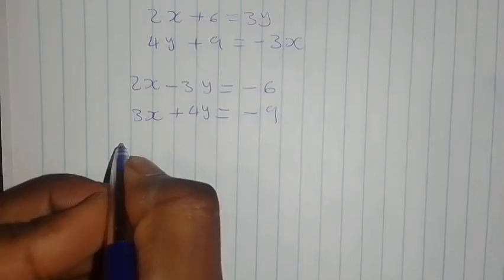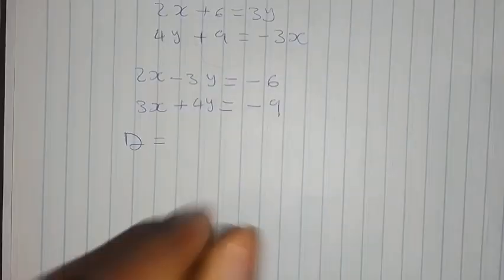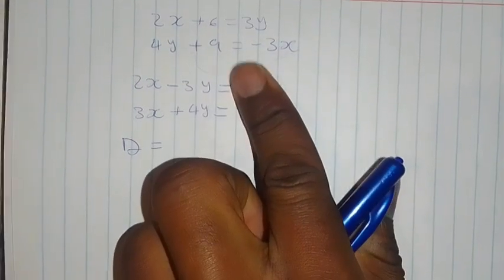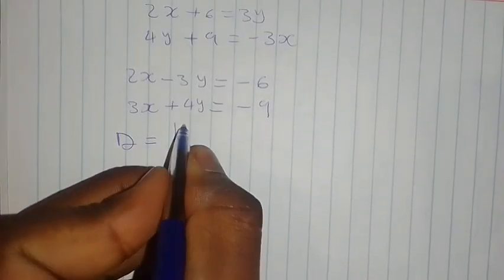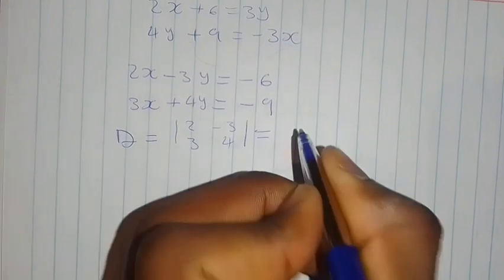So now you're going to look at the constant. You're going to evaluate the determinants, but this time you're going to exclude the constants. So you're basically going to look at this. So you have 2 and 3, minus 3 and 4. So you evaluate the determinant.